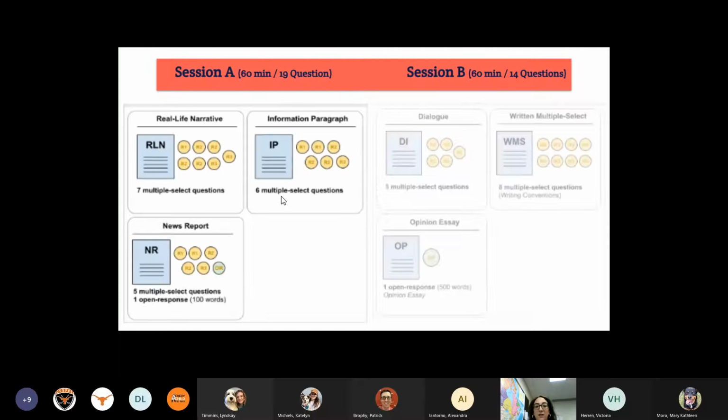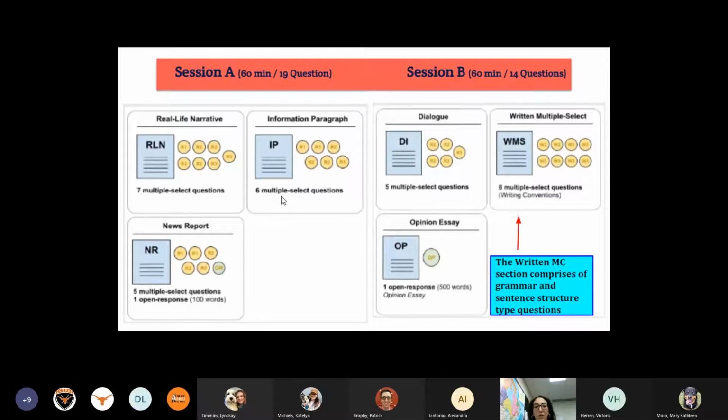And let's look at it in a slightly different way because I myself am more of a visual person. So the yellow dots indicate a multiple choice question. So if you look at session A, yellow dots are multiple choice questions, and the blue dot here indicates an open response, the short answer question. And it is a max of 100 words. So session A has more reading to do and less writing.